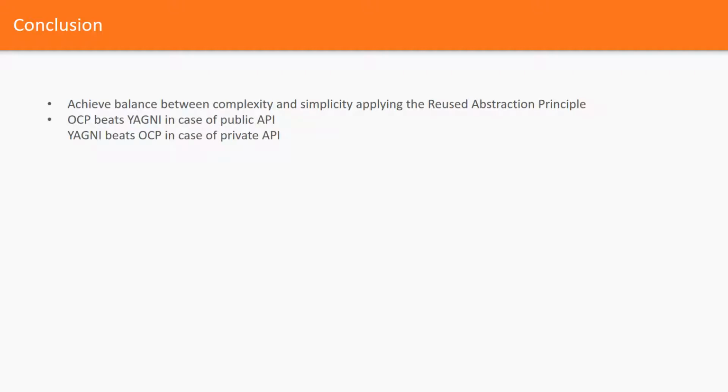That OCP beats YAGNI in case of public API and vice versa. In case of private API, YAGNI beats OCP. You learned that SRP and ISP are similar in their intention, but different from the semantic point of view. SRP and ISP can both be applied on the same class, for example. They do not contradict each other.